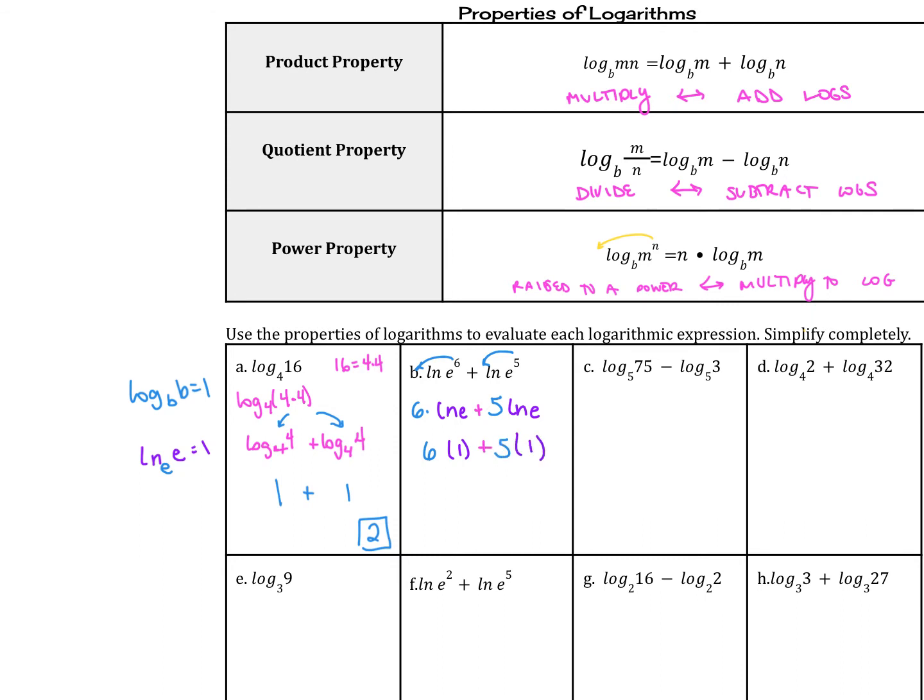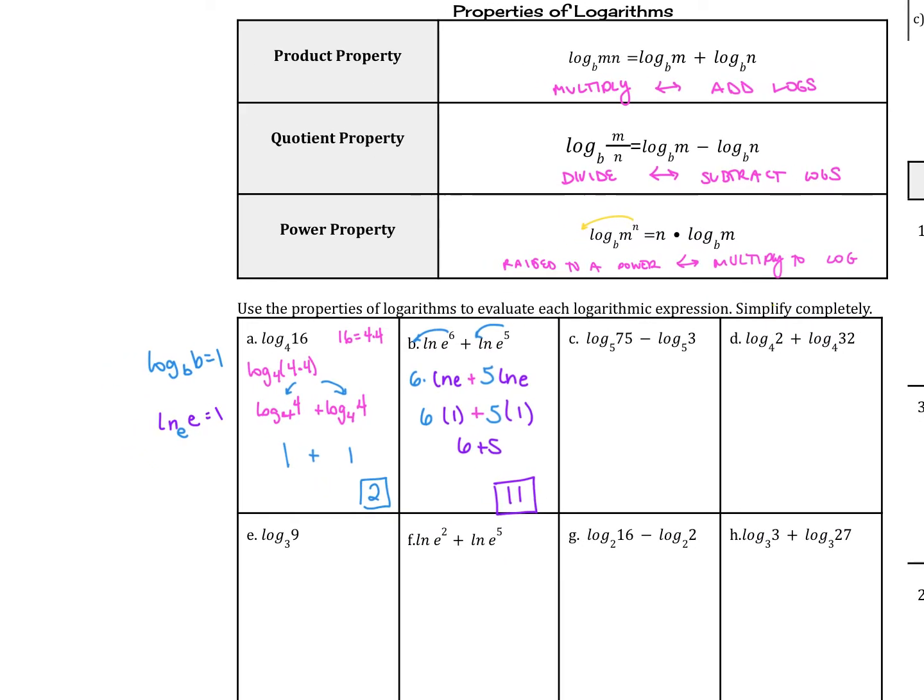And so now we have 6 times 1 plus 5 times 1, or 6 plus 5, which is 11. Now for letter C, we have log base 5 of 75 minus log base 5 of 3.